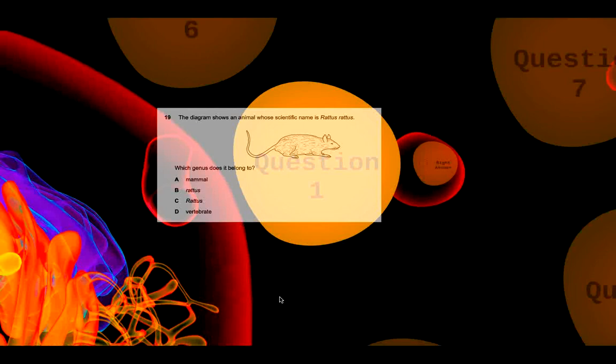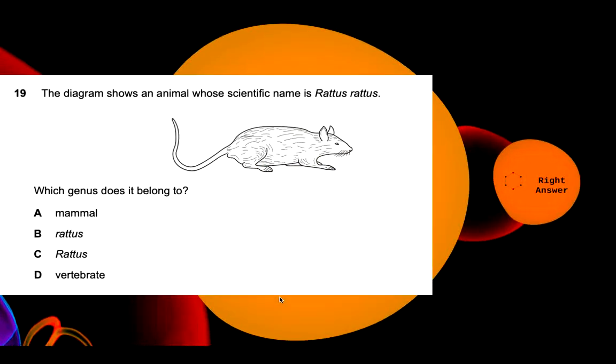Now we begin with question 1. The diagram shows an animal whose scientific name is Rattus rattus. Which genus does it belong to? A. Mammals, B. Rattus, C. Rattus, D. Vertebrate. So take a look at this question. Definitely if you're going to say mammal, that would be the class of this specific vertebrate.